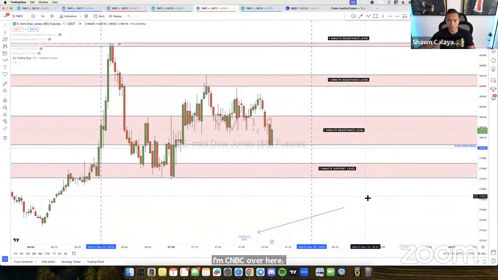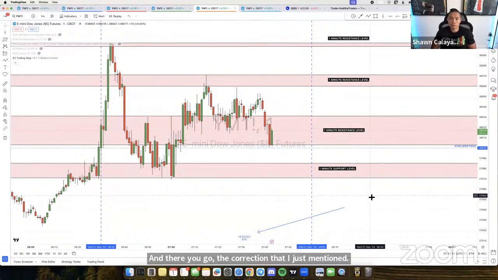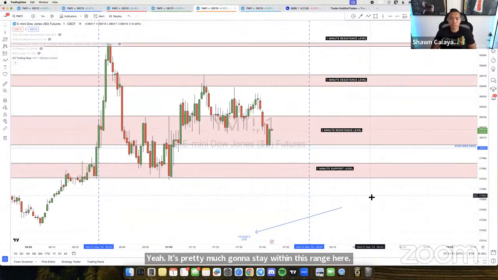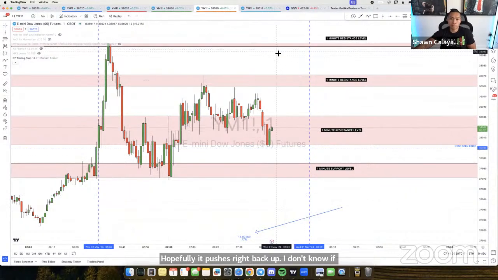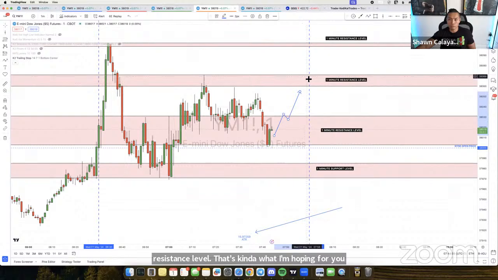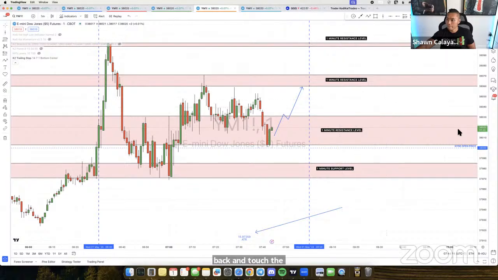And there I go with the correction that I just mentioned. Yeah, it's pretty much going to sit within this range here. Hopefully it pushes right back up. I don't know if you're still in the position, Josh, but I'm hoping it pushes right back up to the upper resistance level. That's kind of what I'm hoping for you here. At least you get out at break even or with some profit. Come back and touch the resistance level right there.